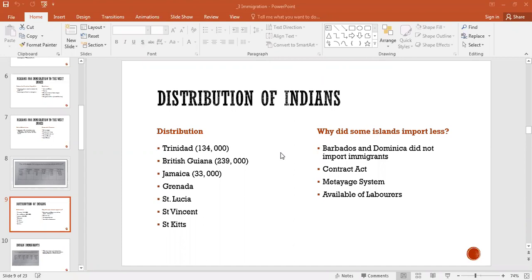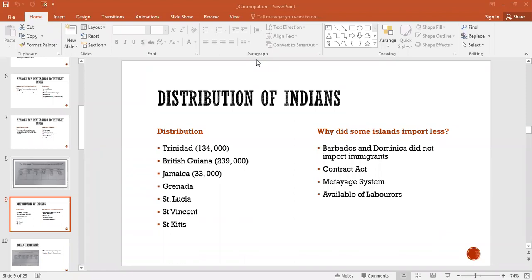All right, ladies. So let us look at the distribution of Indians in the British Caribbean. Trinidad had 134,000 Indians. British Guyana, 239,000, and Jamaica, 33,000. All the other territories like Grenada, St. Lucia, St. Vincent, St. Kitts, they all received less than 3,000 immigrants in terms of the East Indian population.